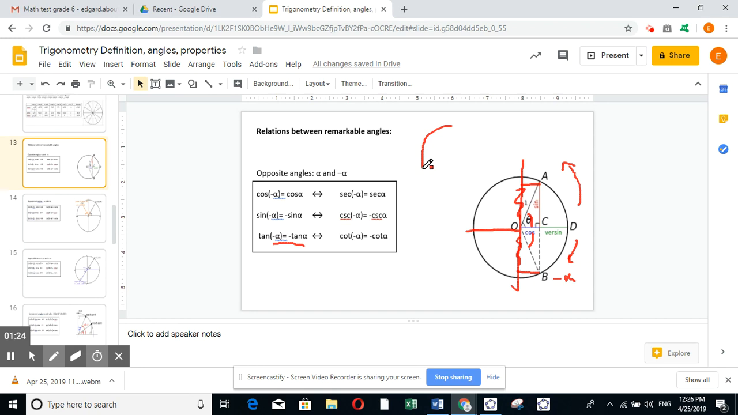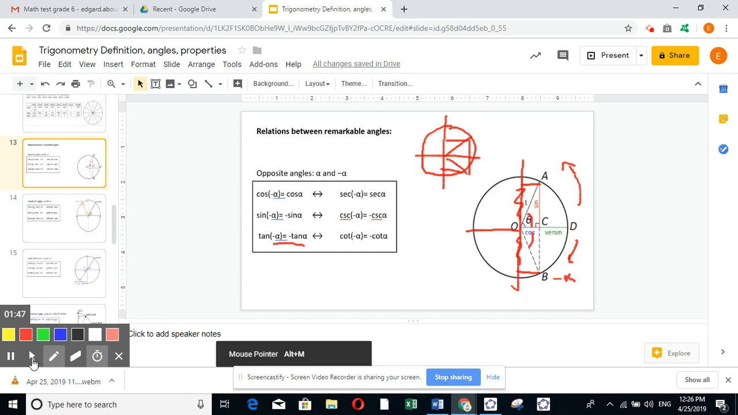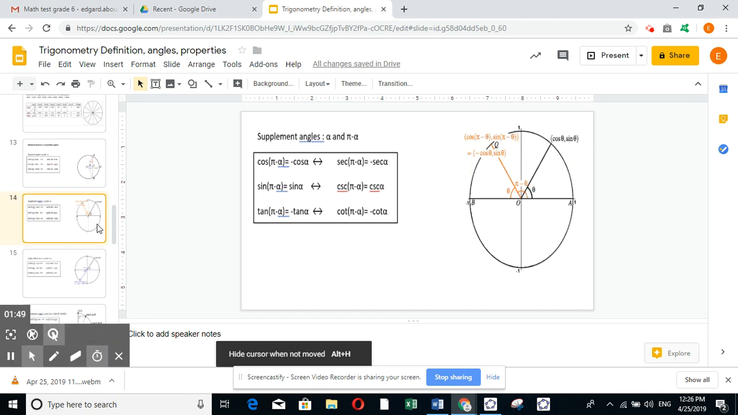So directly, no need to memorize anything. If you have alpha and minus alpha, alpha here, minus alpha here, they have the same cosine. So cosine minus alpha equals cosine alpha, but they have opposite sines. So sine minus alpha is minus sine alpha. And tangent follows, so minus over plus is minus, so minus tangent alpha.